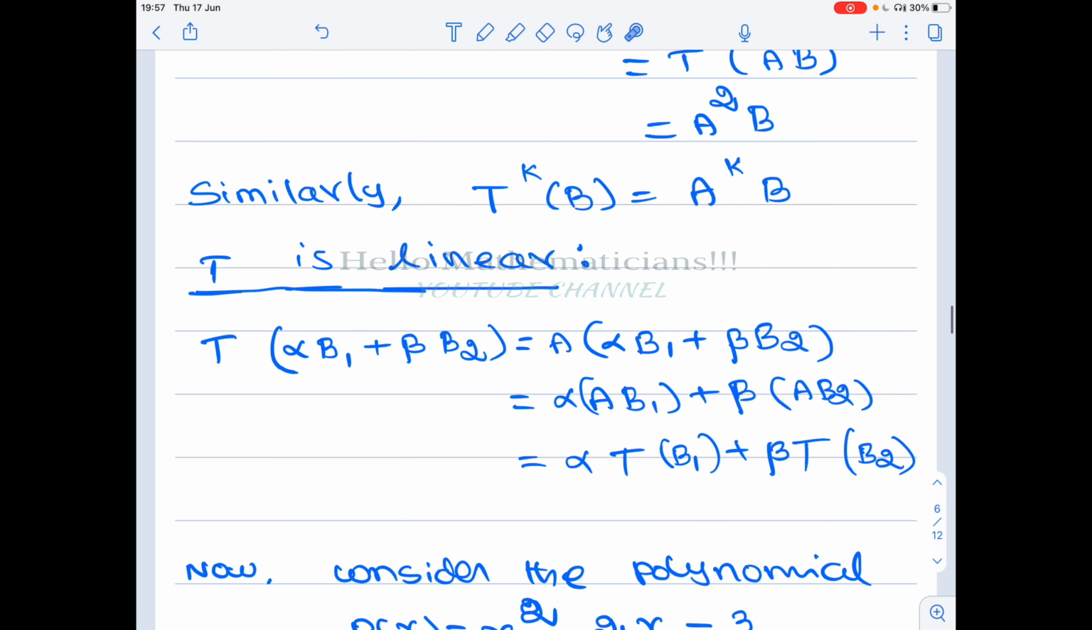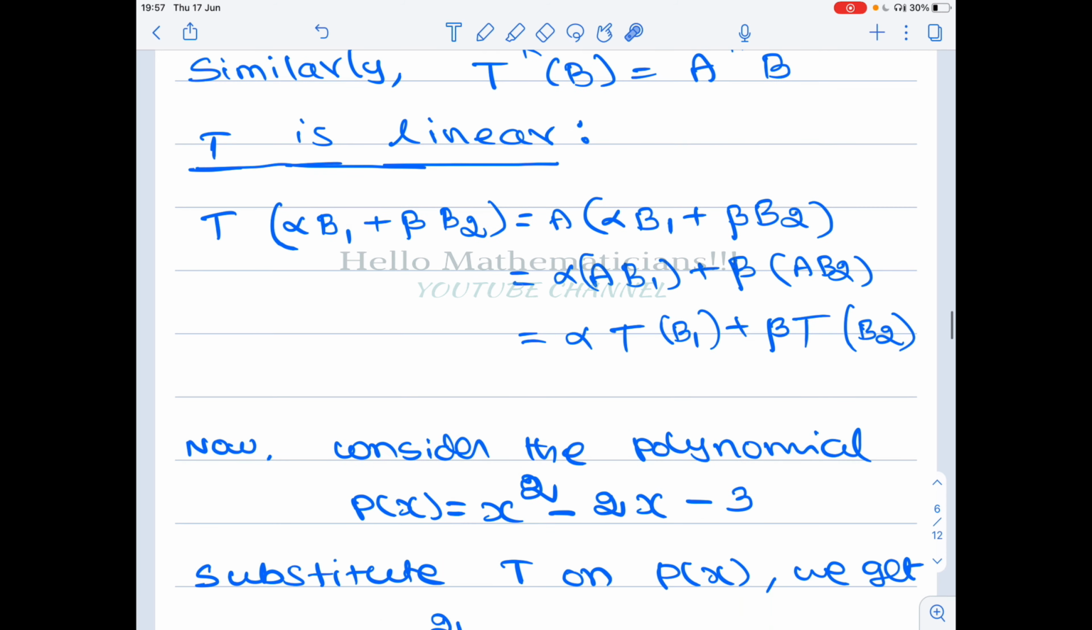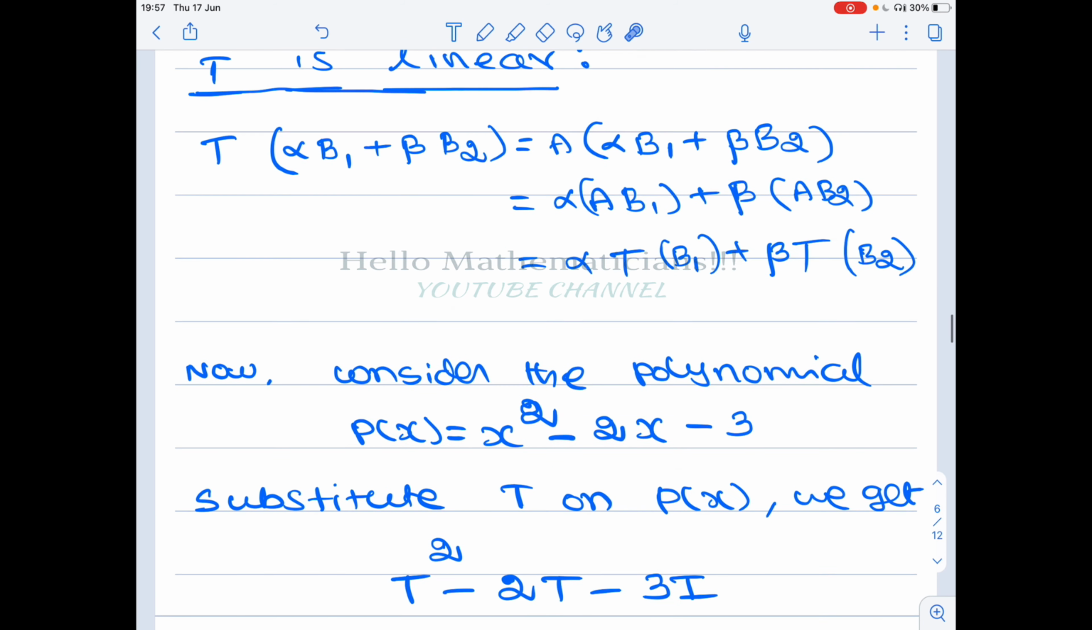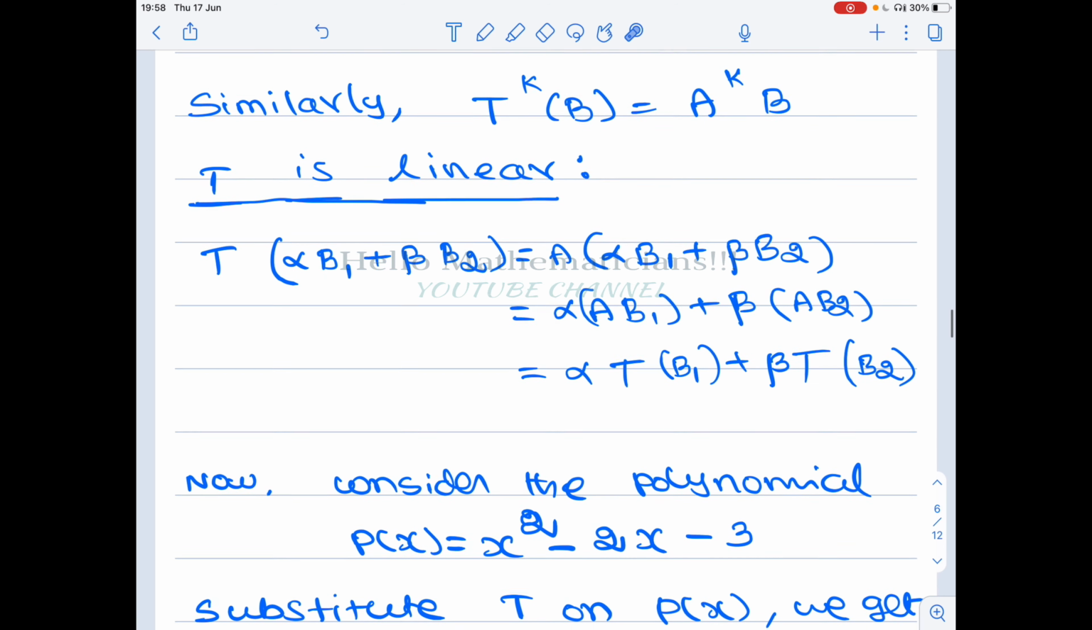Now, this is just a one-line proof of why T is a linear transformation. If you define it like this, why it has to be linear. Anyway, that is just straightforward, so we move on. What we have proved is that T power K of B equals A power K times B. That is what we have proved.